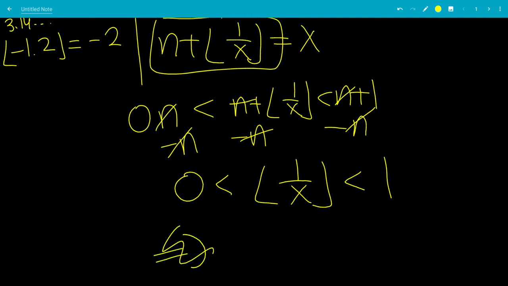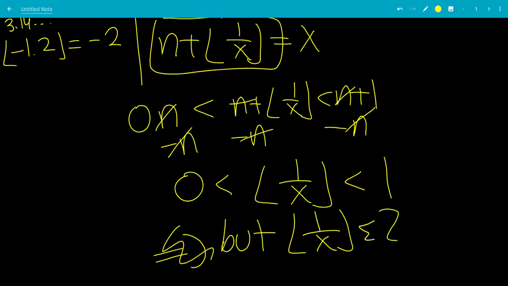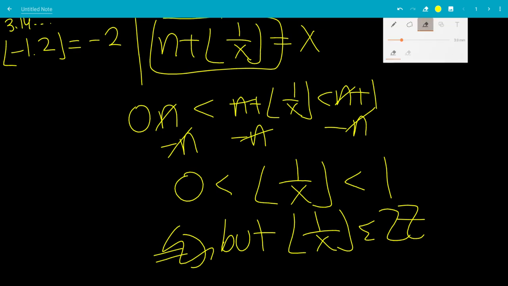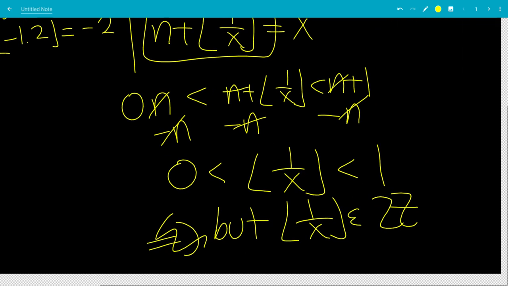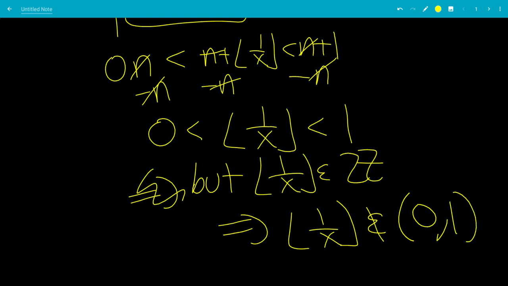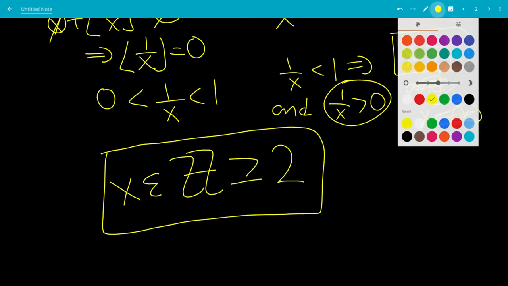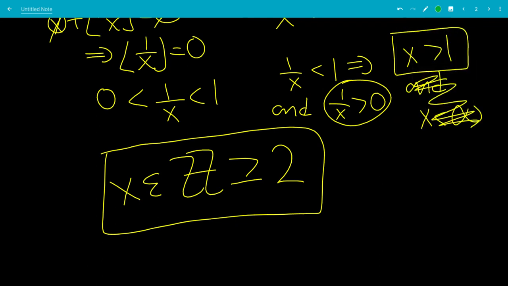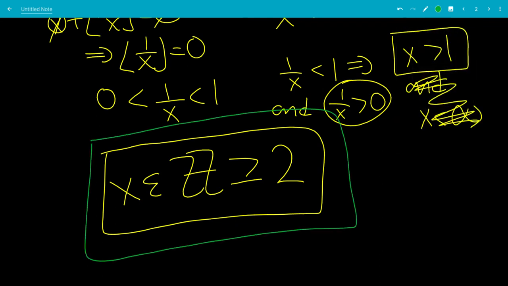But the floor of 1 over x is an integer, right? Because the floor of anything is an integer. No, you guys don't like my epsilon sign, so I'll just rewrite it. Okay. But this means that the floor of 1 over x cannot be between 0 and 1 because there are no integers in between 0 and 1. So that means the only solution we have is that x is an integer bigger than or equal to 2.